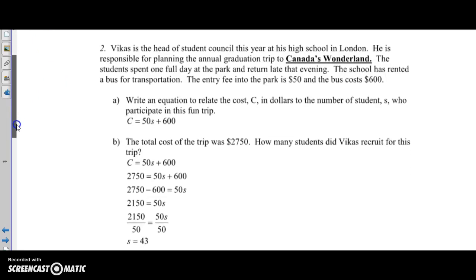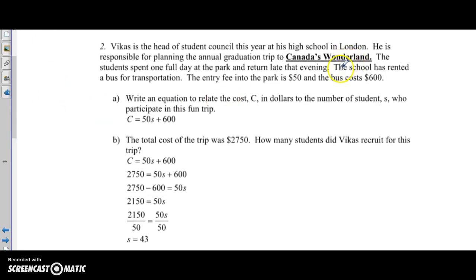Vicus is the head of a student council, and they want to go to Canada's Wonderland. The fee to get in is 50 bucks, and the bus costs 600 bucks. Okay, $50 per person. Okay, and write an equation to relate the cost C in dollars. Okay, so we always add that in dollars, or sometimes you can just do this C and then put bracket dollars like this. That's the same thing. C in dollars to the number of students S who participate in this fun trip, assuming it's going to be fun.